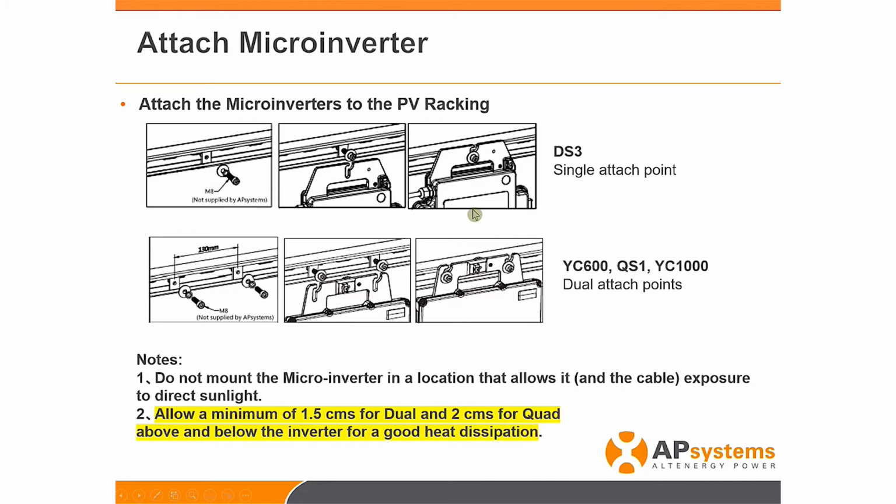Here, the note says do not mount the microinverter in a location that allows it exposure to direct sunlight. So as I said, try to mount the inverter behind the panel rather than between the two panels, which will avoid this error. Plus, allow a distance of around 1.5 centimeters for DS3 and 2 centimeters for QT2 above and below the inverter for good heat dissipation. On a day like today, when the inverter gets a bit more heated than usual, this will increase the life of the inverter a bit.